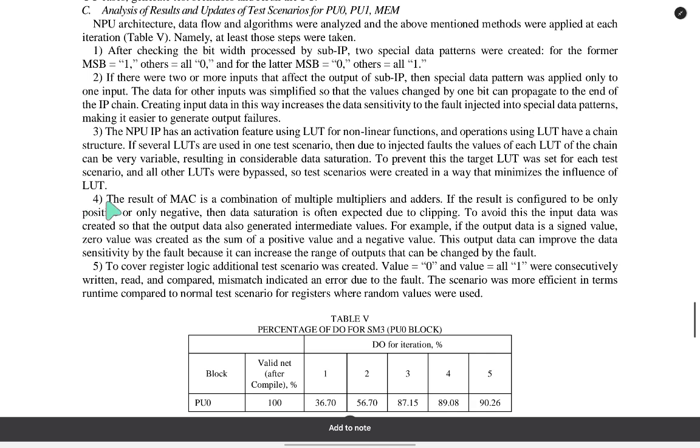4. The result of MAC is a combination of multiple supplier errors. If the result is configured to be only positive or only negative, data saturation is often expected due to clipping. To avoid this, input was created so that the output data also generated intermediate values. For example, a 0 value was created as the sum of a positive value and a negative value. This output data can improve the sensitivity because it can increase the range in which the outputs can be changed by a fault.